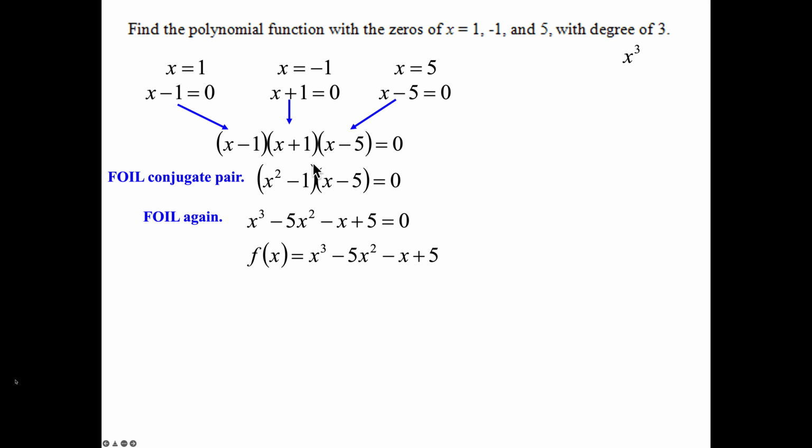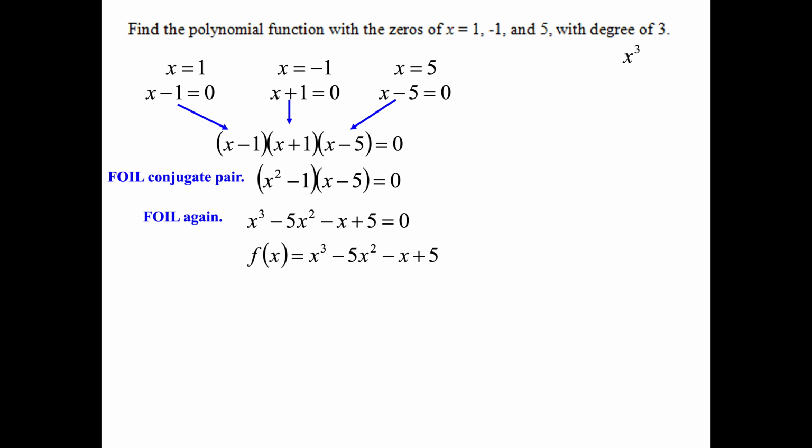You'll get x squared times x is x cubed. X squared times a minus 5 is minus 5x squared. Negative 1 times x is minus x. Negative 1 times negative 5 is positive 5. Here's your polynomial function. You can now drop the 0, if you will, and set it equal to f of x.